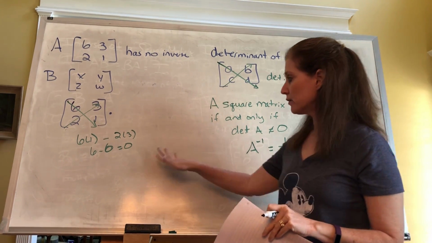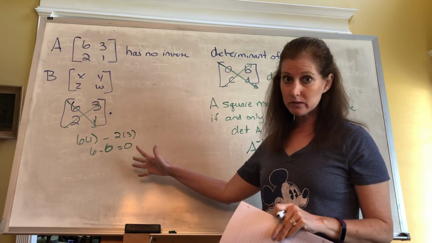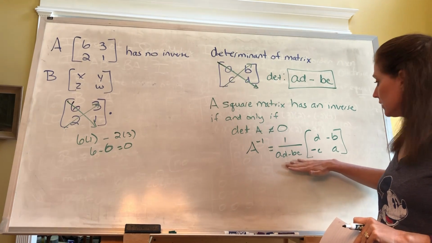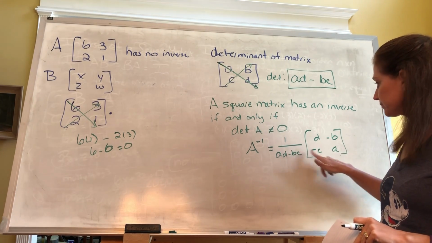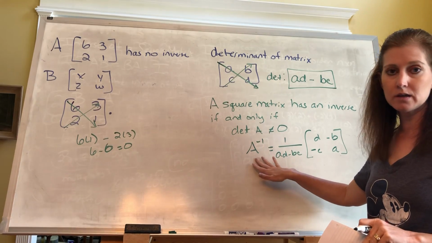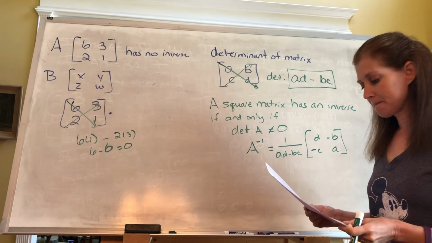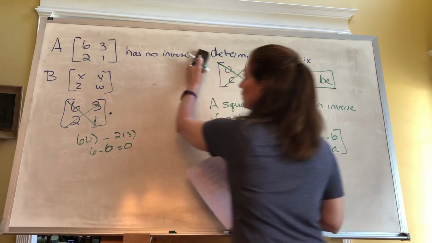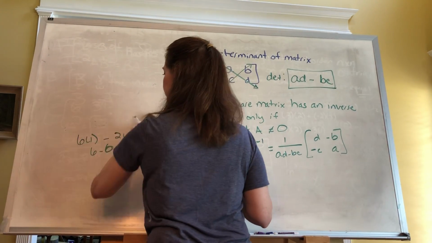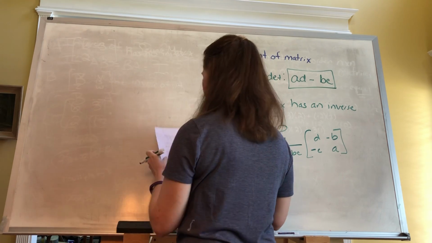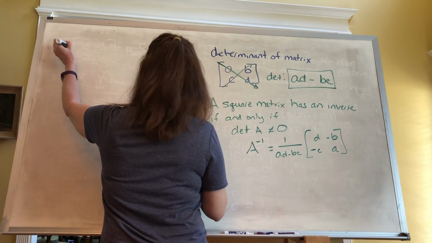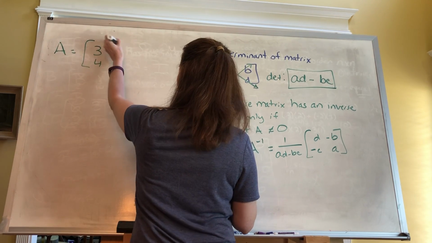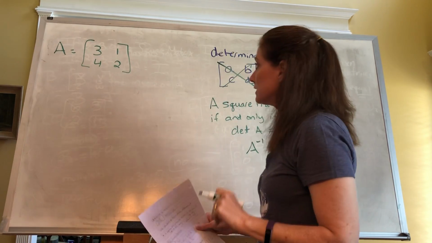Okay, if that number came out to be anything else, then we can use this formula right here and figure out what the inverse matrix will be. Okay, so we're going to look at one that we can do. All right, so we have 3, 1, 4, 2. And so we're going to check this.